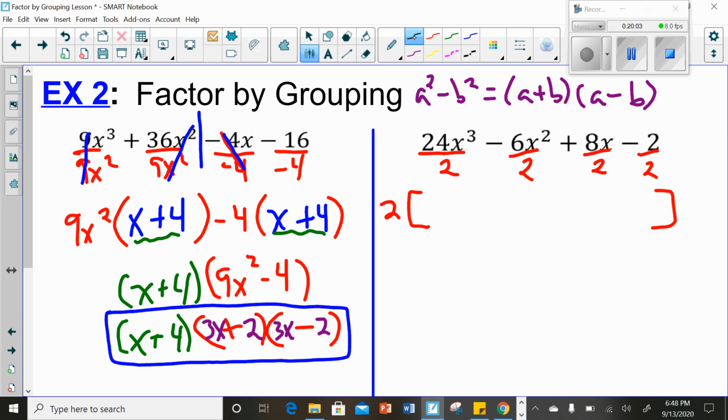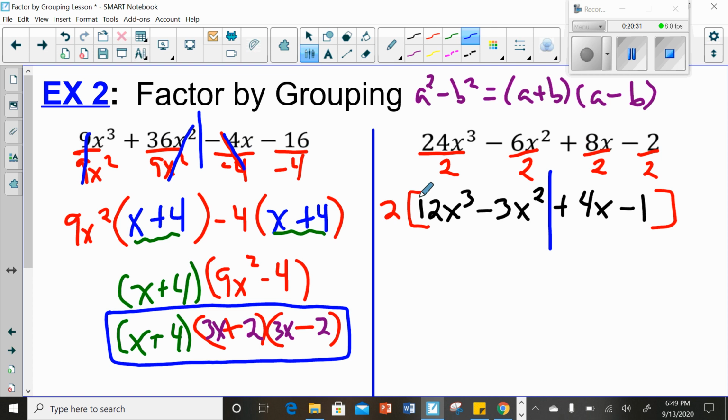So 24 divided by 2 is 12x cubed. Negative 6 divided by 2 is negative 3x squared. 8 divided by 2 is 4x. And then remember, anything divided by itself is 1. So that minus 2 divided by 2 does not disappear. It becomes a minus 1. So then we're going to cut the inside here in black into 2 pieces.